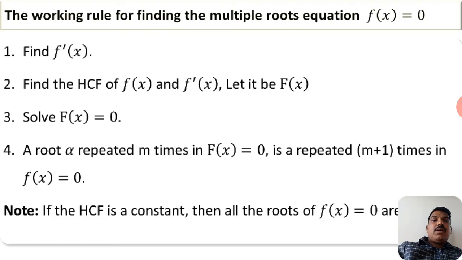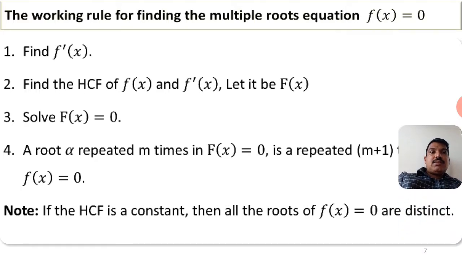4. A root alpha repeated m times in capital F of x equal to 0 is repeated m plus 1 times in the small f of x equal to 0. Suppose if it is repeated m times in capital F of x equal to 0, we should take it m plus 1 times in small f of x equal to 0. Note that if the HCF is constant, then all the roots of f of x equal to 0 are distinct.